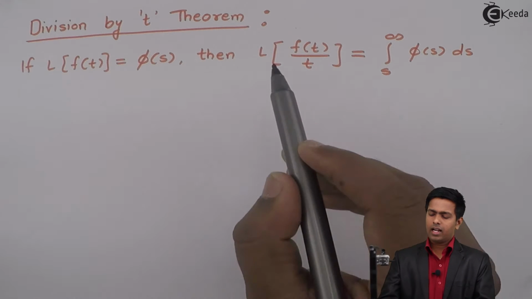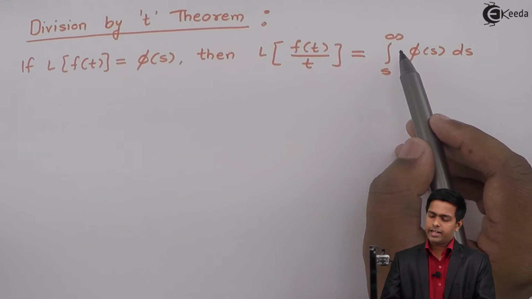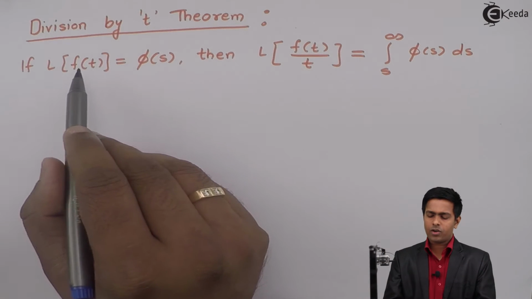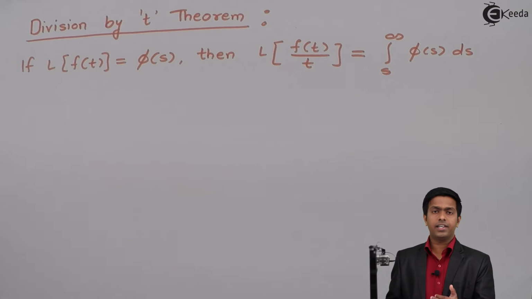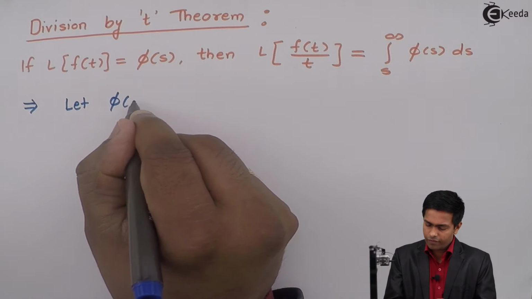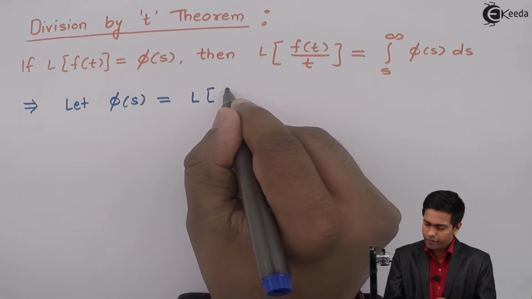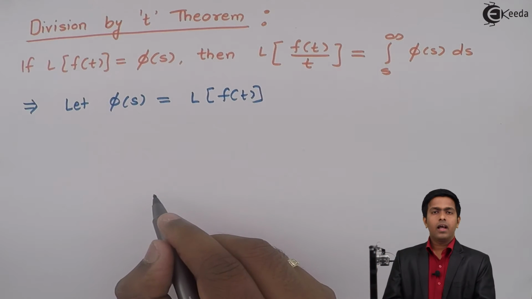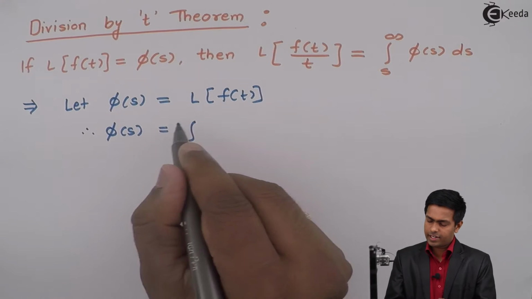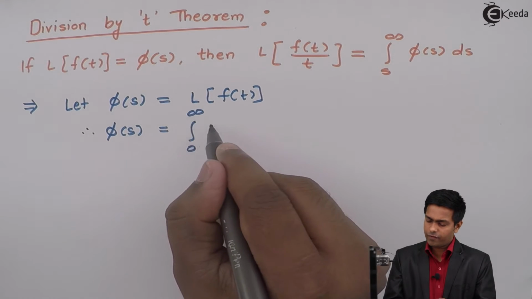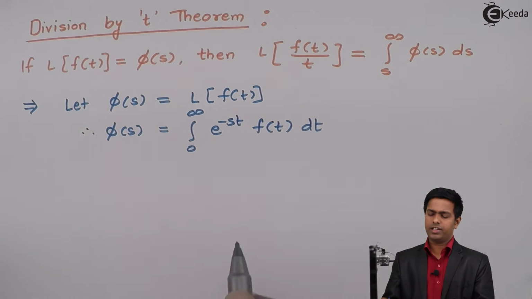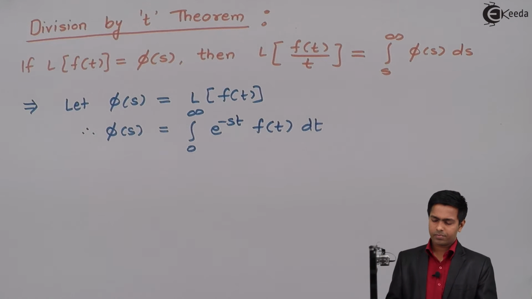Now to prove that Laplace of f of t upon t is integration s to infinity phi of s ds, we will start with the Laplace of f of t equal to function of s. That is the definition. So here I'll say let phi of s equal Laplace of f of t, and by definition we can say that phi of s is equal to integration 0 to infinity e raised to minus st f of t dt. So this is the definition of Laplace transform.